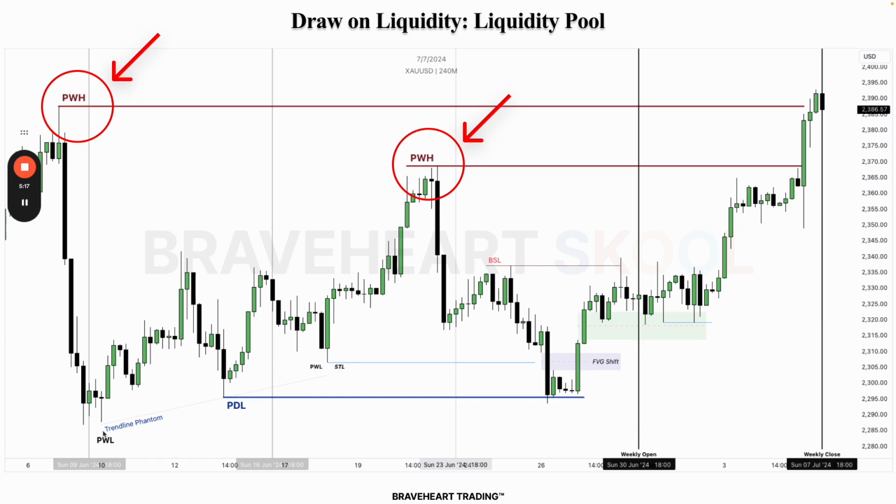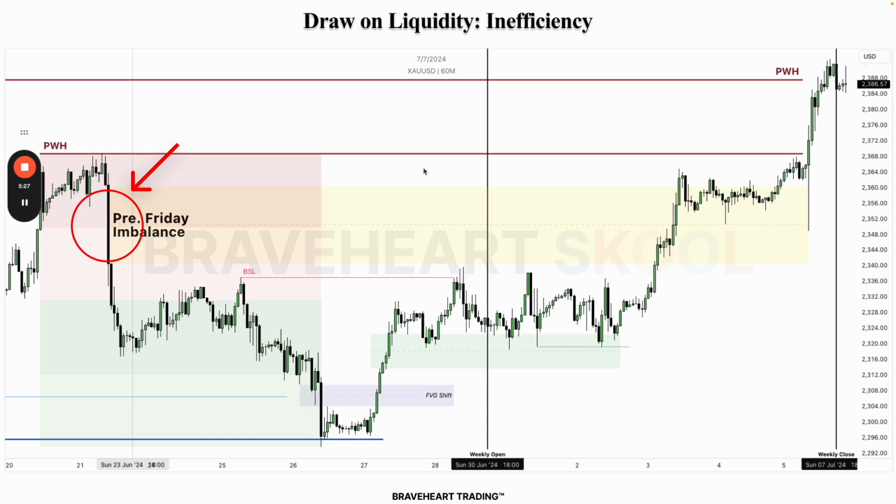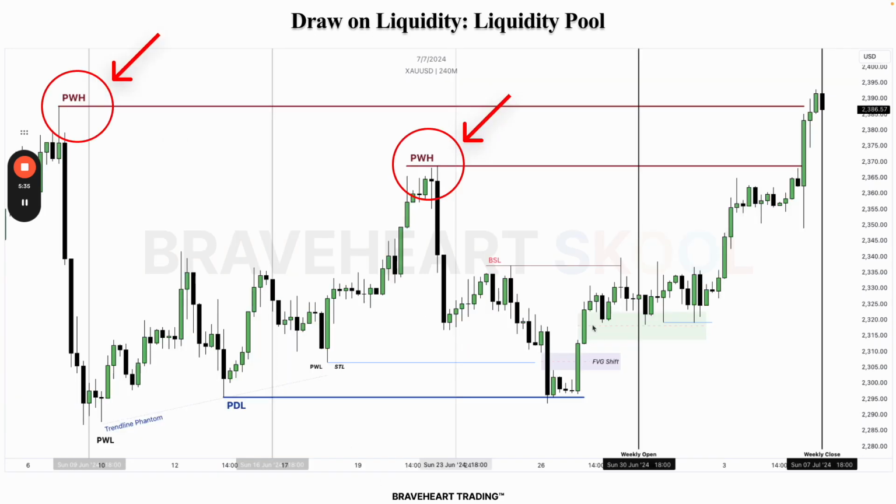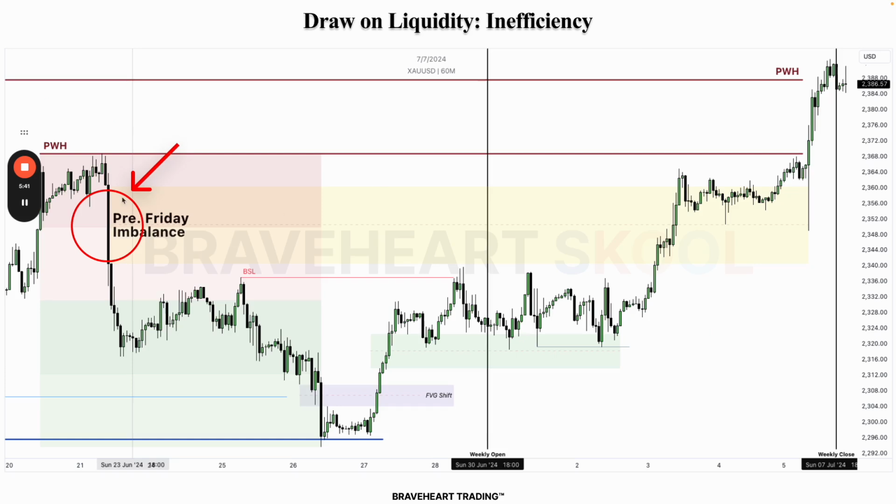You can see how these areas have a lot of interest around them, and after that they seek another area of interest. So we say these areas are draws on liquidity. But we also have inefficiencies that are draws on liquidity as well. So we have the liquidity under here, hit this fair value gap, start seeking this inefficiency before the liquidity pool, and that's just inefficiency. It's just the internal range liquidity. This is the external range liquidity.